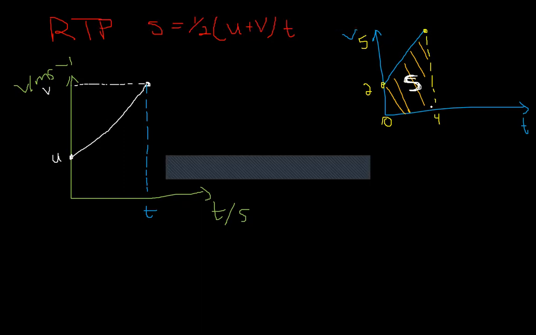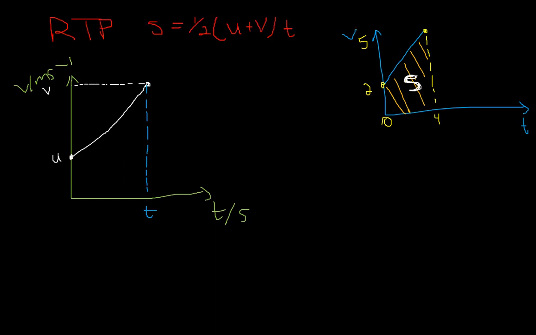If they ask me to find s, the distance traveled, or let's just consider it the displacement in this case, right? Because if you actually look at the past papers, they might ask you, find the total distance traveled, or find the displacement between t equals 0 and t equals 4. They really just mean the area under the graph, right? So if I want to find s, we know it's the area under the graph.